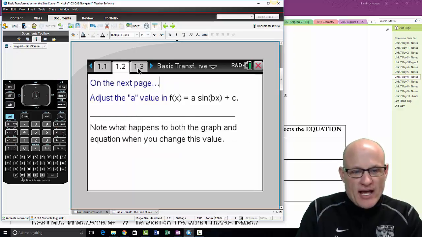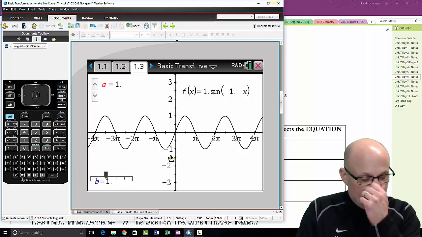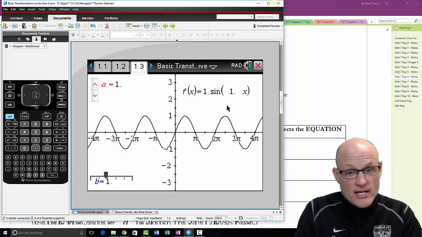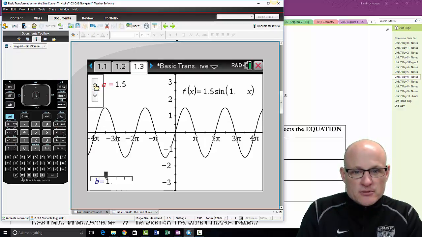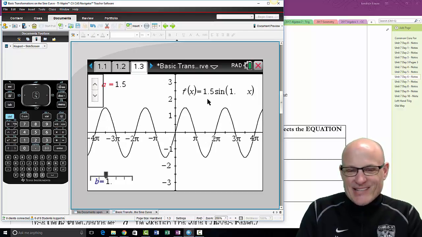Okay, first we're just going to adjust A. So you'll notice I have a slider for A. A is this number in front, and they want us to change this to 1.5. So we're going to hit up. Oh, there it is, 1.5. Down, up, down, up. Does it make sense that that's a dilation?